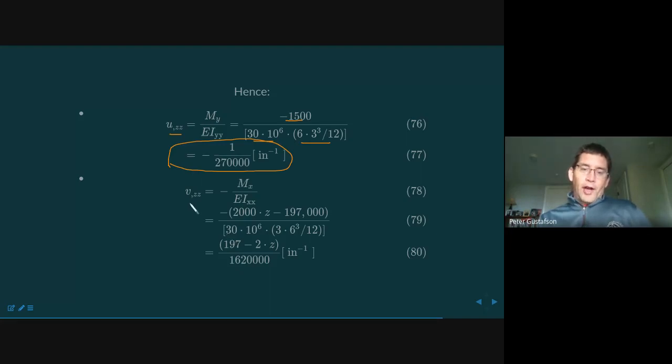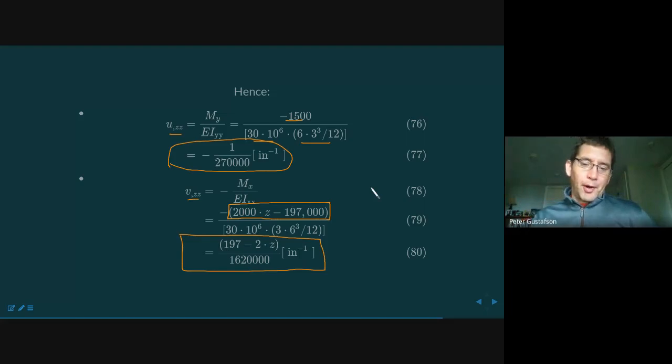We can also calculate curvature of the y displacement field. That's the x moment over Ixx. This one was a function of z. And so ultimately now the curvature is going to be a function of z, for the curvature about the, really this is from deflection in the y-axis.